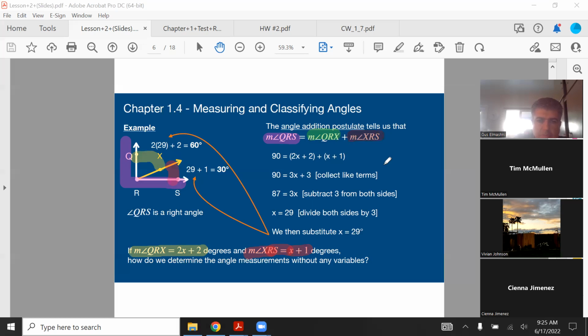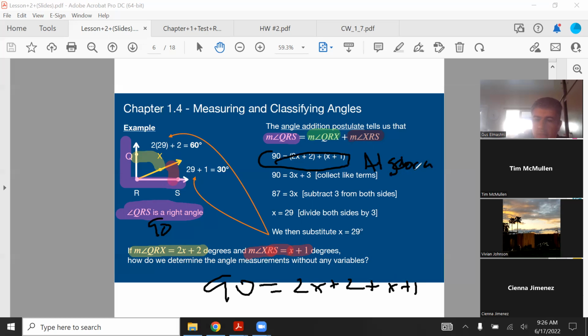And you're told that QRS is a right angle. I have to remember what colors I'm using now. There we go. It's a right angle. So what this means is that it's 90 degrees. That's why 90 is going to equal 2x plus 2, which is QRX, one of the smaller angles, plus x plus 1, which is XRS, one of the other smaller angles. And then it becomes just algebra at this point.